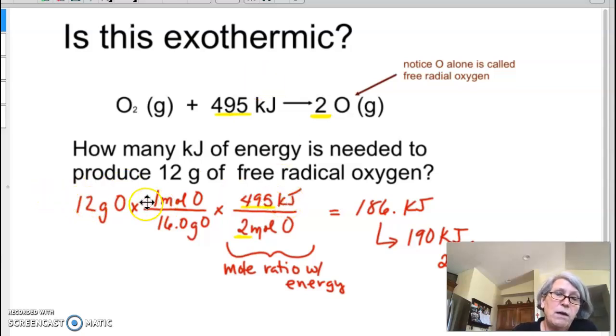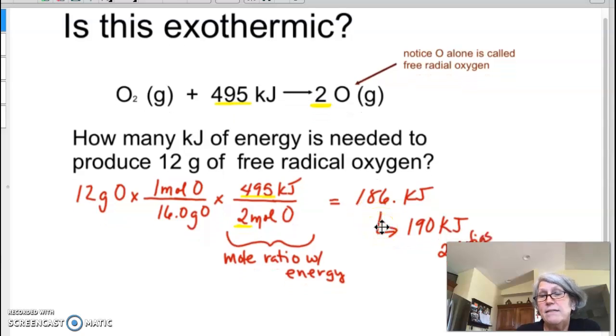You do the math, so it's 12 times 1 times 495 divided by 16 times 2 in this case, and you get 196. And then because there's 2 sig figs here, you would report 2 sig figs at 190. Sorry, I think I misspoke. It's 186. And then with 2 sig figs, it becomes 190. So doing a stoichiometry problem is really pretty simple. You can do a mole ratio between the moles that you see as the coefficient in front of the compound or the element with the energy that's embedded in the equation.